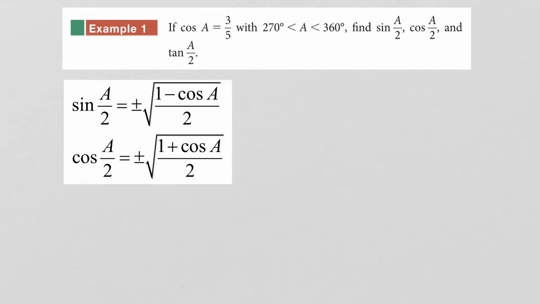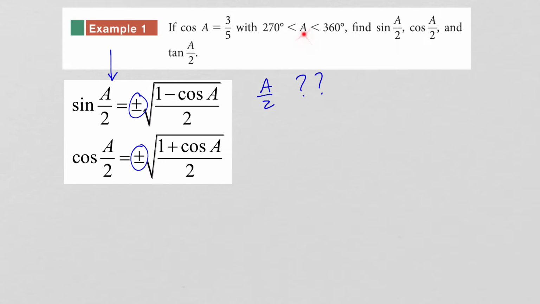Sine of a over 2 equals plus or minus the square root of (1 minus cosine of a) divided by 2. And cosine of a over 2 is plus or minus the square root of (1 plus cosine of a) divided by 2. So the first thing we need to figure out is whether it's going to be positive or negative. And for that, we need to know, where is a over 2? What quadrant is a over 2 in? Well, they don't tell us that.